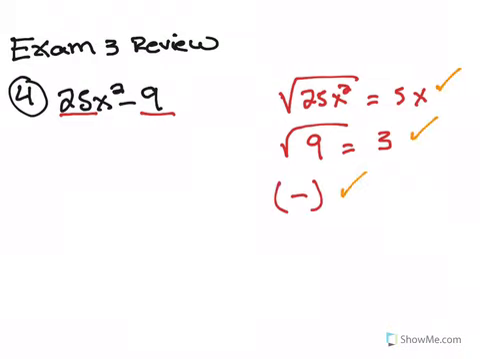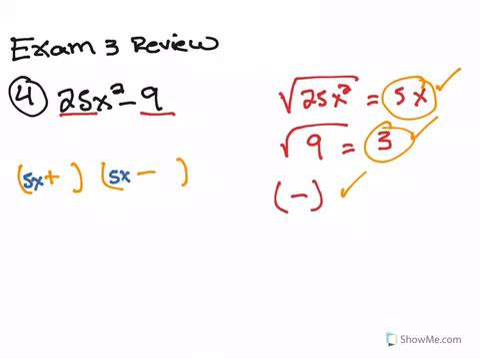So check, check, check. So then you're going to rewrite having 2 sets of parentheses, plus or minus. And then you simply just take these things. For the first one it's 5x, and then it's 3 and 3. And there you have the difference of 2 squares.